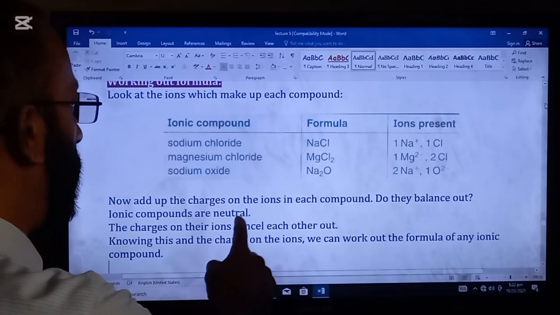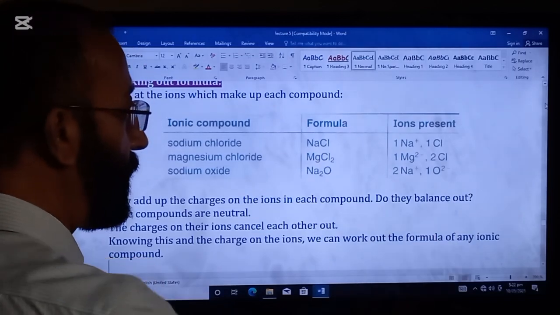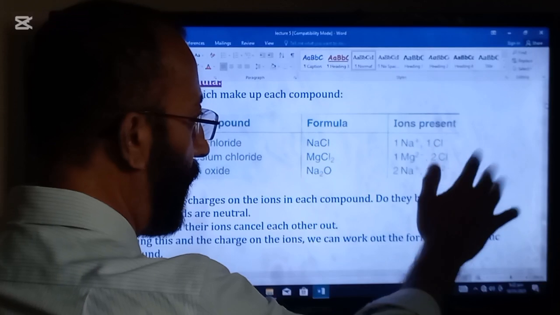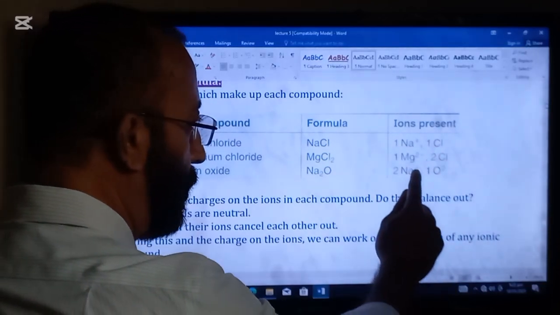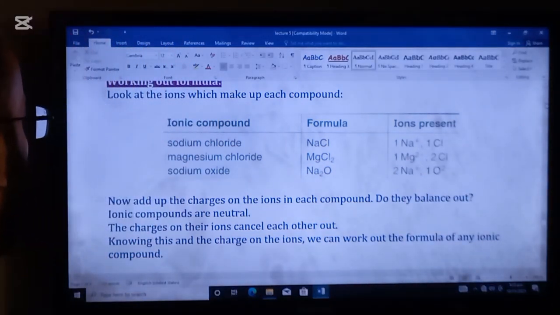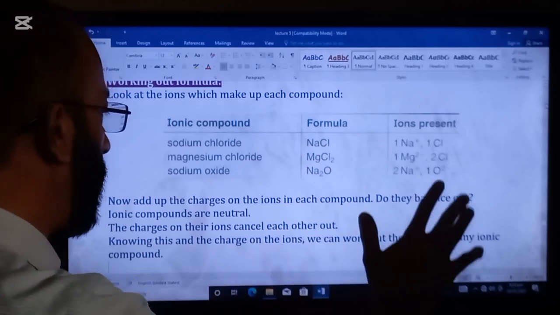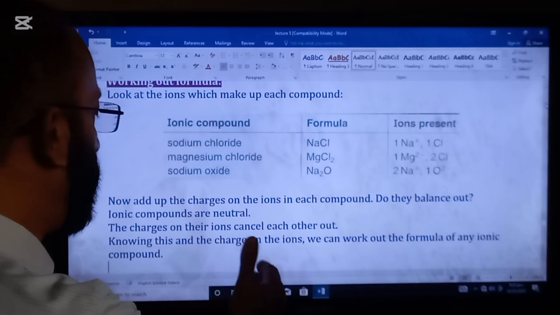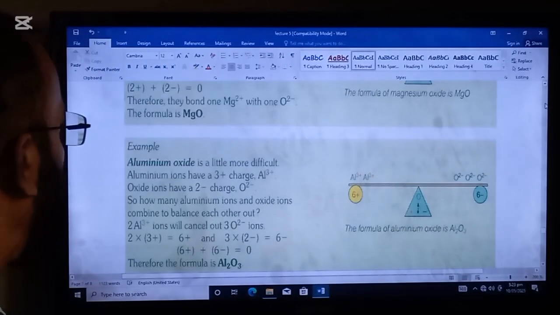Now add up the charges on the ions in each compound. Do they balance? We can see from here plus and minus will cancel out. 2 plus and 2 minus will cancel out. 2 plus and 2 minus will balance each other. The charges on their ions cancel each other out. Knowing this and the charge on the ions, we can work out the formula of any ionic compound.